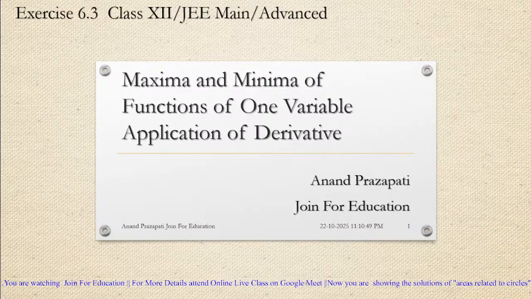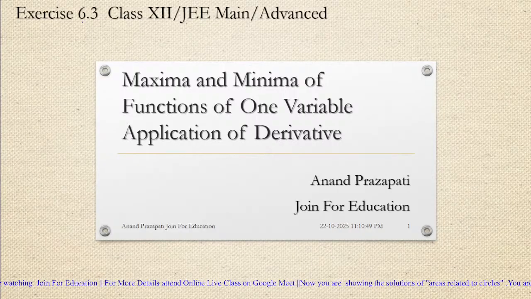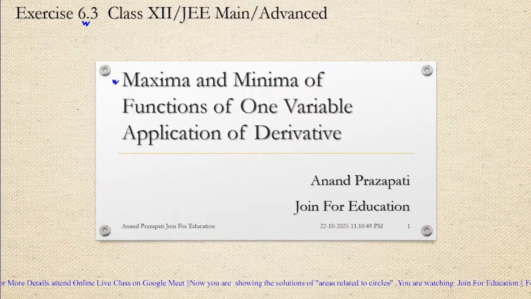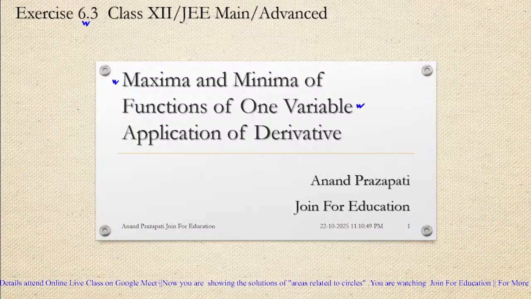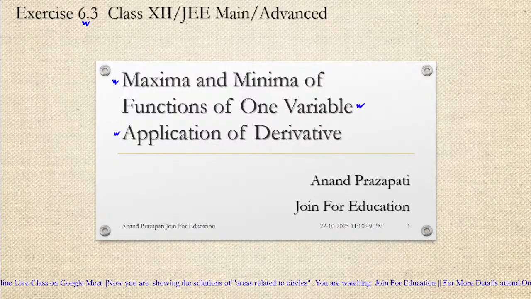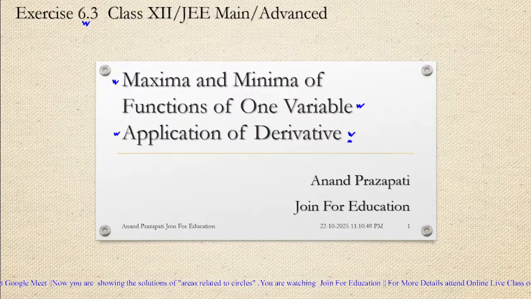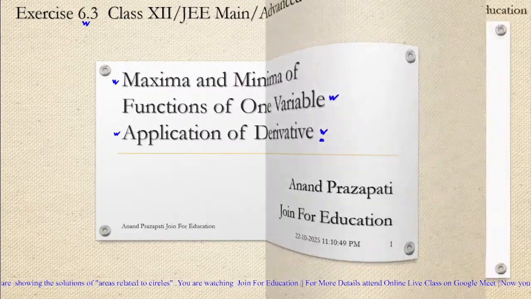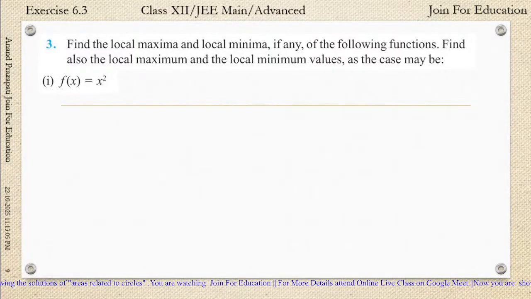In this class, I am going to solve the questions of exercise 6.3. Name of the chapter is Maxima and Minima of functions of one variable. All questions are from the NCERT textbook and from the section of application of derivative. Let's start the class.